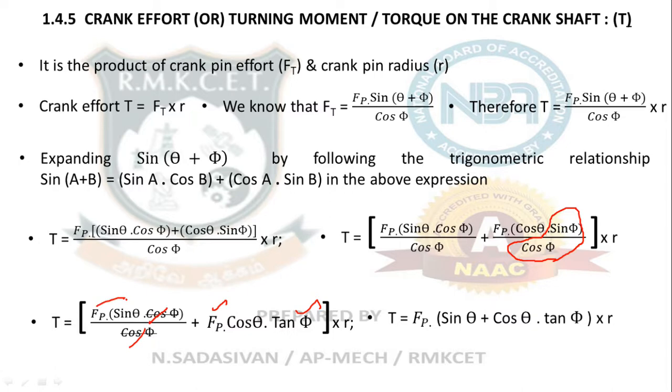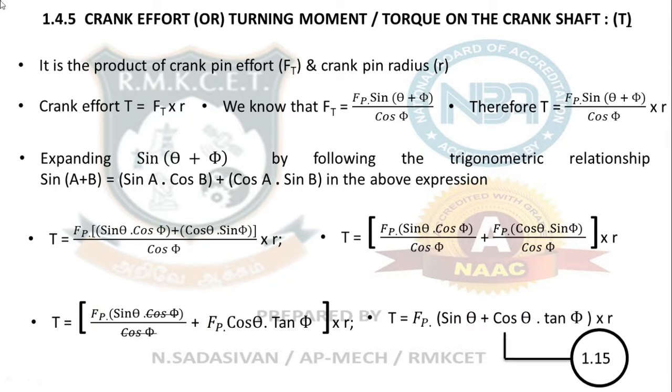Take this Fp as common term outside. What will happen? This Fp will vanish from inside because it is outside. Fp into (sin theta plus cos theta tan phi) multiplied by radius. There is radius always there. Don't forget the radius. So Fp into (sin theta plus cos theta tan phi) into r. Okay. Let's keep this as equation number 1.15. Okay. So these numbers are in coherence with your workbook, so I am not changing any numbers.